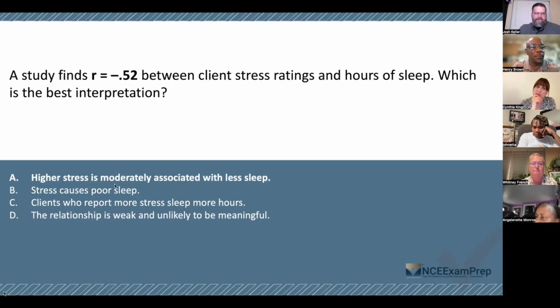Is that what it is? Yeah. So higher stress is moderately associated with less sleep. As stress increases, sleep decreases. That's why it's negative. Got it. Thank you. Yep.